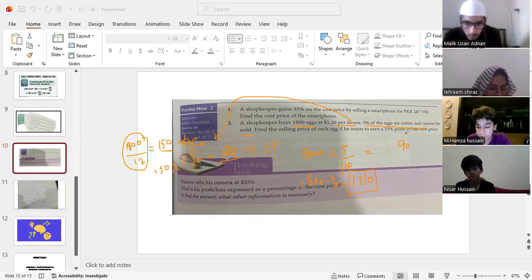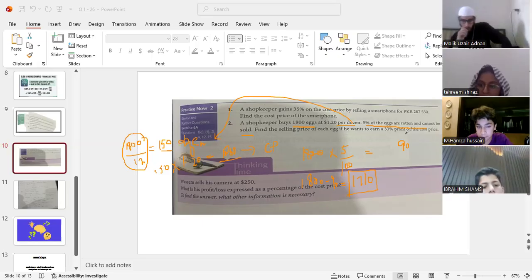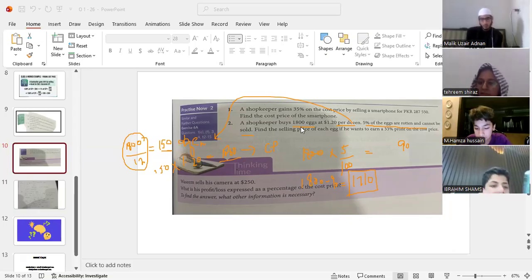Yes, Uzair? Why are we multiplying 1800 by 5/100? Because 5% of the eggs were rotten. How many total eggs were there? 1800. Right? Out of these 1800 eggs, 5% were rotten and cannot be sold. That's why we have to find the total number of eggs which were rotten.